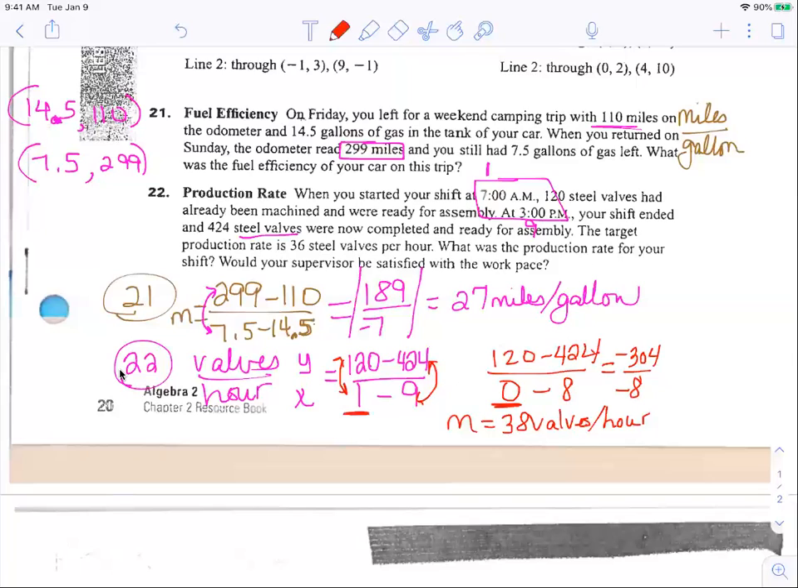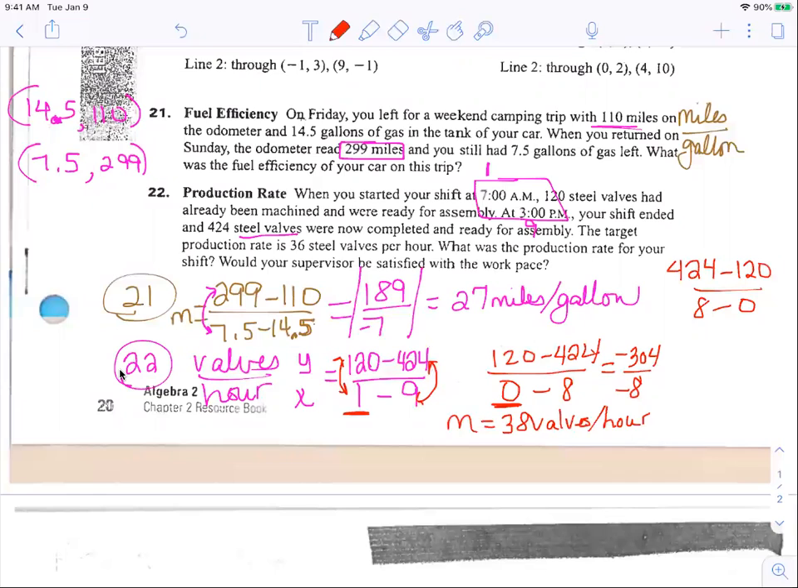You could have had this fraction flipped, and you could have said 424 minus 120, and then 8 minus 0 as well. Any of these ways are correct. You're still getting the same answer, it just depends on what you're thinking about. But the key fact is that we have to talk about valves per hour. The number of valves is dependent upon how many hours I work, and that's why the hours go in the denominator. And that was a key thing that a lot of students had questions on.